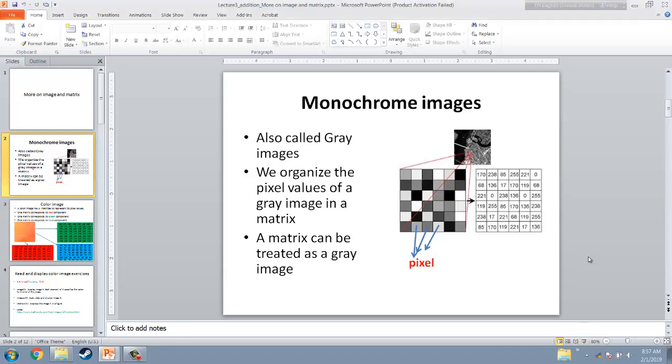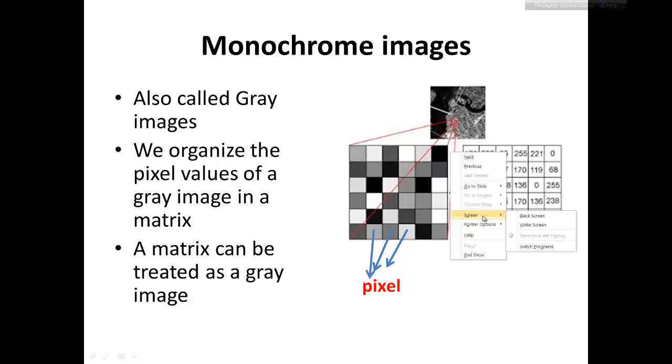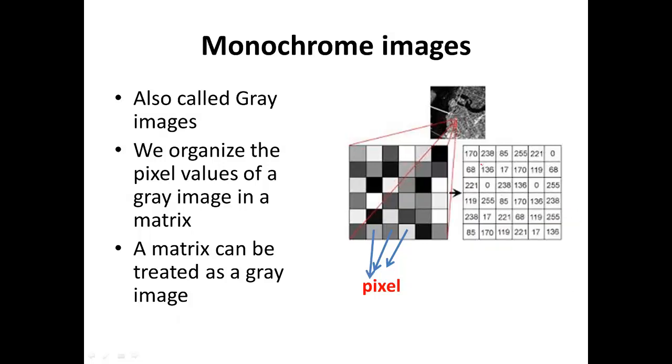Hello. Today we will talk something more about the image and the matrix. Last time we already talked about an image is composed of different pixels. A pixel has two things. One is the coordinates, also the pixel value. So for each pixel, it has a pixel value. If we organize the pixel value, we will get a matrix.